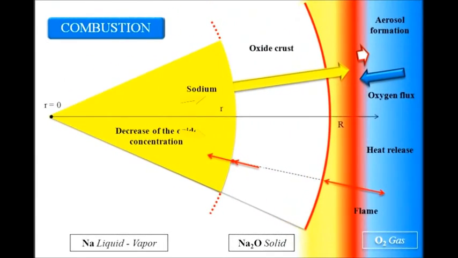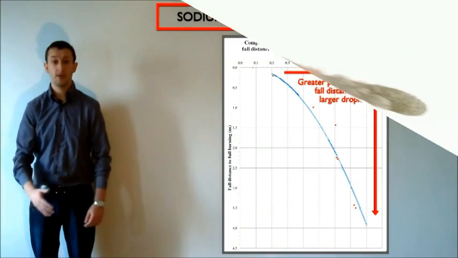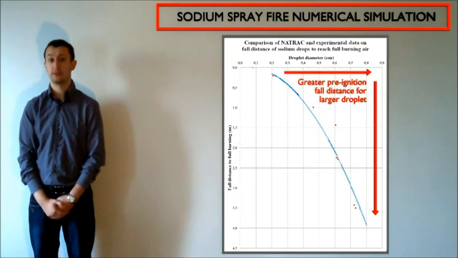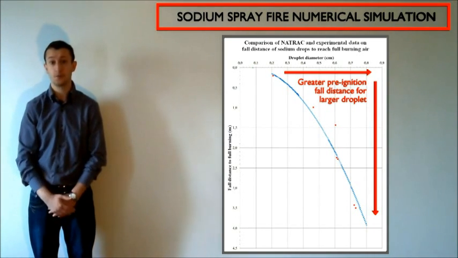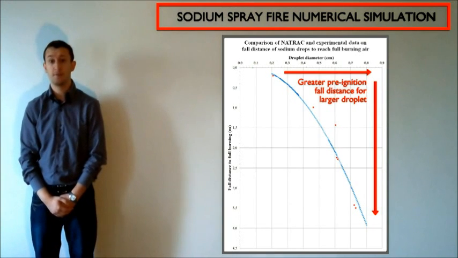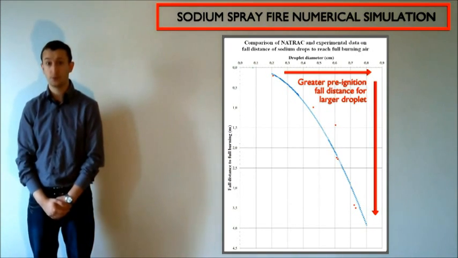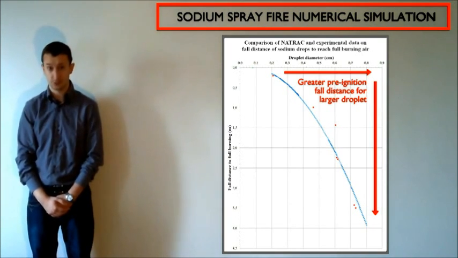In other words, the oxidation phase fixes sodium oxide in the droplet. We study the aerosols because they are initially extremely toxic and their dispersal is a major issue in the source term analysis. We made a sodium spray fire numerical simulation based on the improvement of the model of TIE. You can see here the fall distance of the droplet before the combustion starts. Red points: experimentation; blue points: simulation.